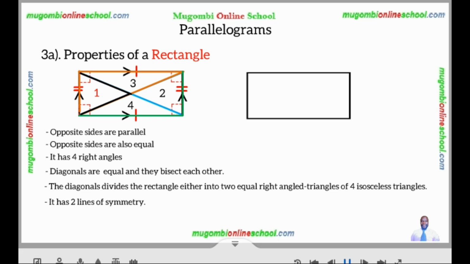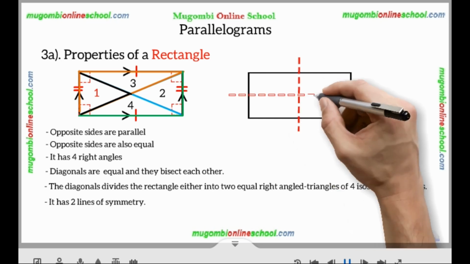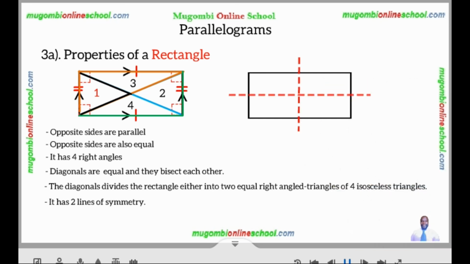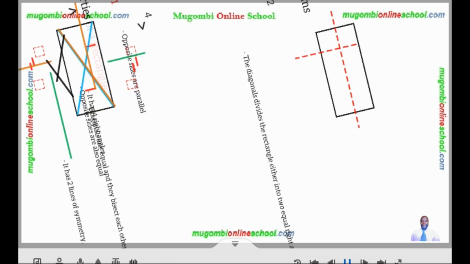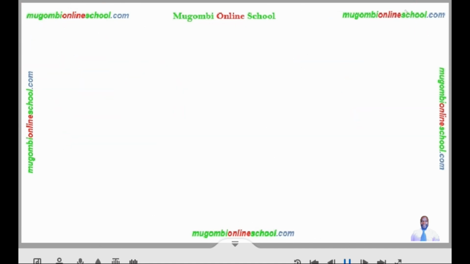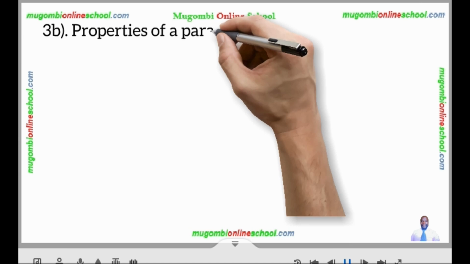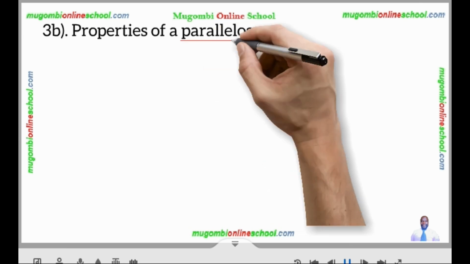The lines of symmetry, let me explain on a separate diagram. This is the first line of symmetry, and then this one is the second line of symmetry. If we fold the rectangle, all sides will align perfectly. So let me move on and explain the properties of parallelograms.